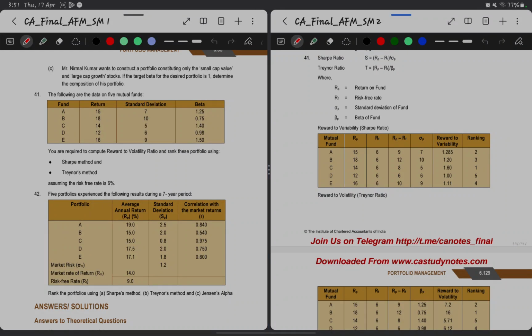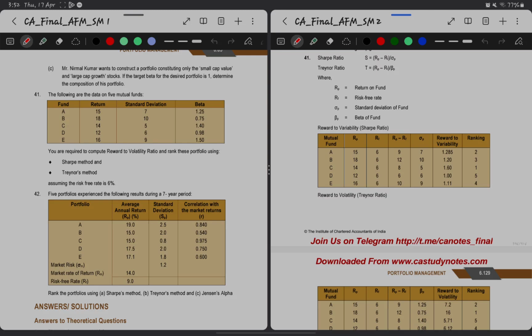Hi CA students, let's revise CA Final AFM Chapter 6 Portfolio Management Practical Question 41. The following are the data on 5 mutual funds. The funds are given and the return is given, standard deviation is given and beta is given for the respective funds. You are required to compute reward to volatility ratio and rank these portfolios using Sharpe method and Treynor's method.